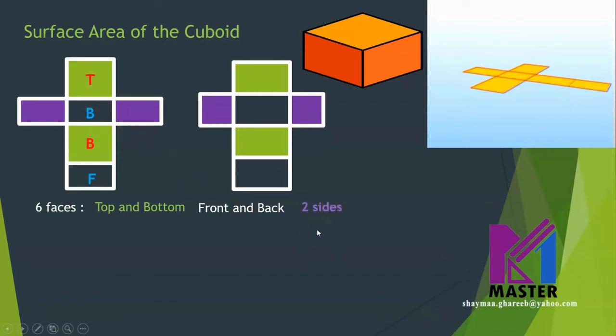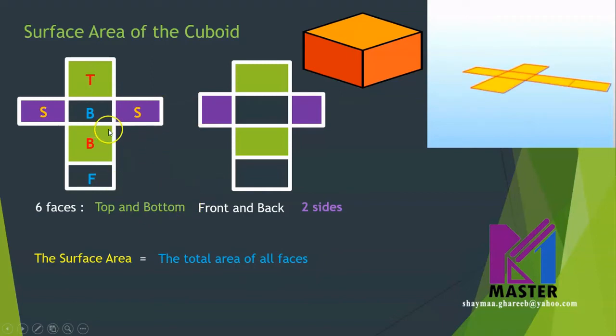And we also have 2 sides. As you can see here, they are opposite to each other and they are identical. And identical means they have the same area. Okay? Now, let's see how to calculate the surface area of a cuboid. We said the surface area is the total area of all faces. In the cuboid, the faces are different.